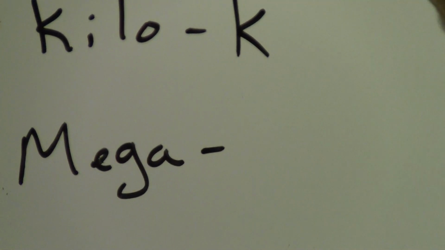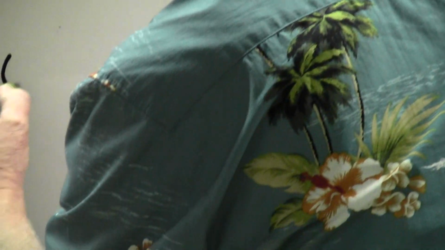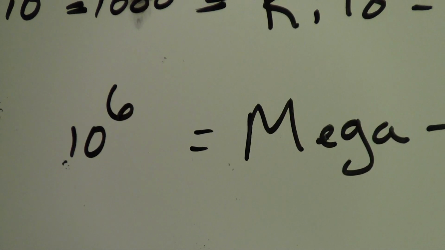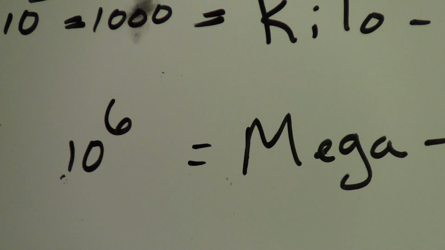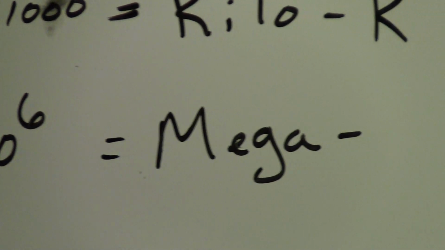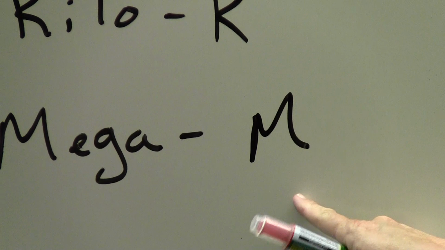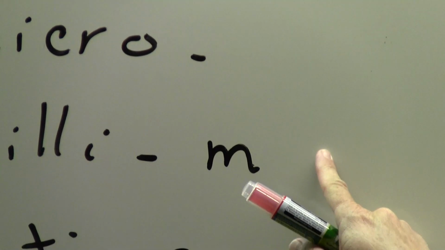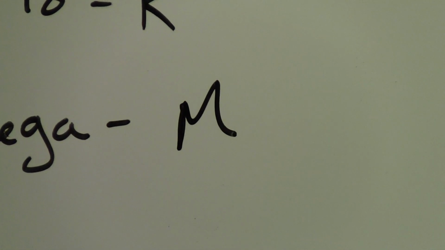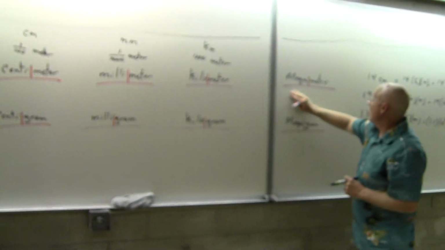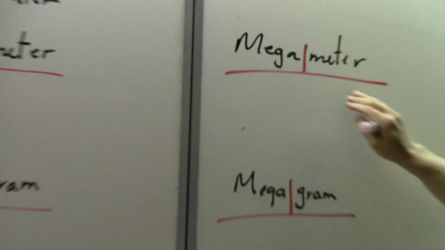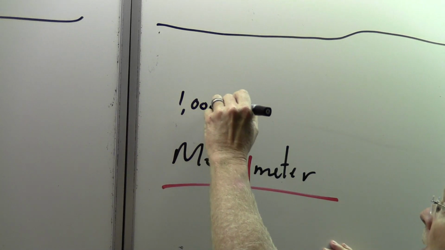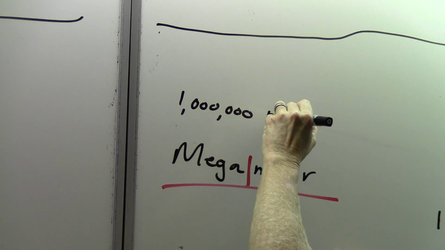Mega is another semi-common one. It means a million, which I'll just write as 10 to the 6th. And its symbol is a capital M. Notice I have to do a capital M now because I do have a lowercase m for the prefixes. So, capital M. Now if I jump back over here, I could say, all right, so megameter would mean what? 1,000,000 meters.